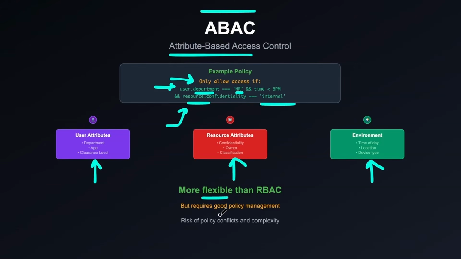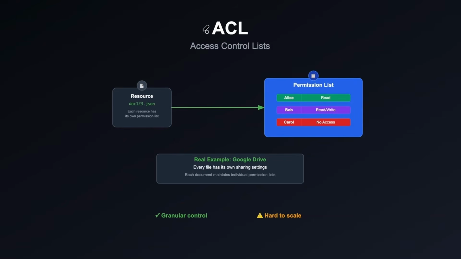but it requires good policy management, and generally it's more complex, and you can encounter conflicts here with the attribute-based access control. The third common type is the access control lists.